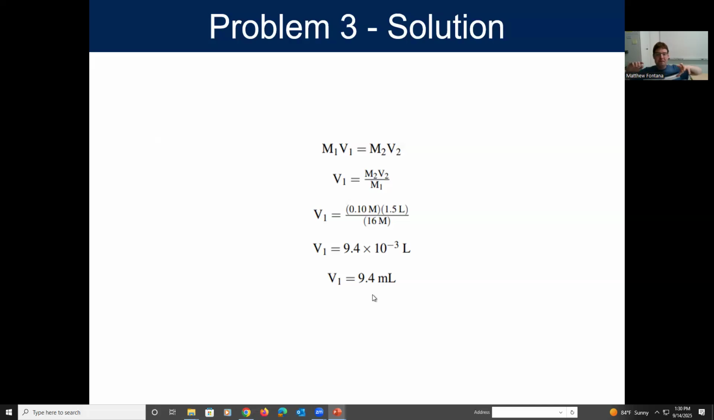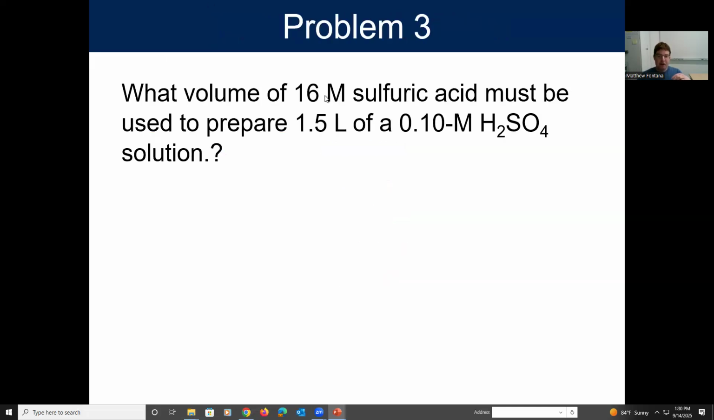So in other words, what this tells us is I need to take 9.4 milliliters of my 16 molar sulfuric acid solution, and if I dilute it down to 1.5 liters, then my solution is going to have a concentration of 0.10 molar. So essentially, these questions require you to, one, identify what type of question it is.